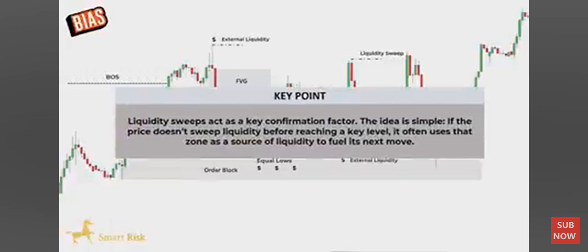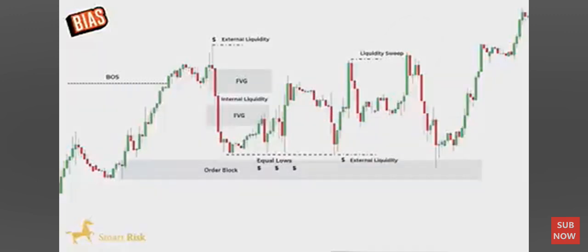The idea is simple. The market needs liquidity to build momentum. If the price doesn't sweep liquidity before hitting a key level, it often uses that area to gather the liquidity needed for its next move. For example, here we can see the price swept the buy-side liquidity above this major high with the body of a green candle, and then quickly closed below its range with the next candle.